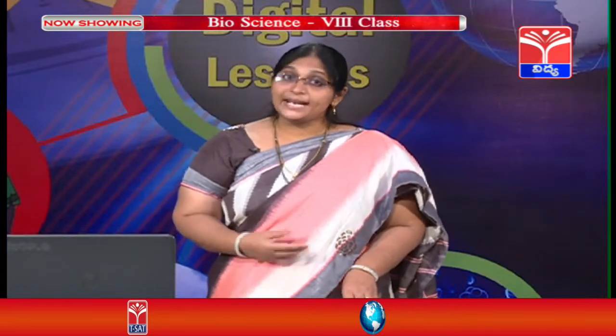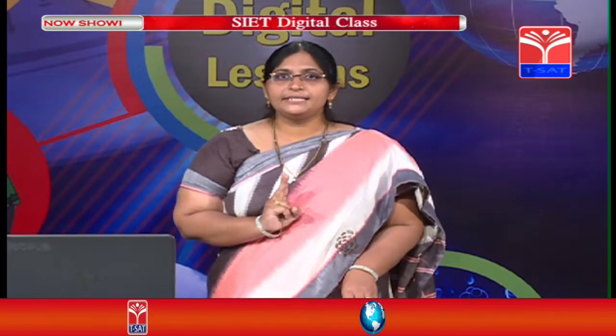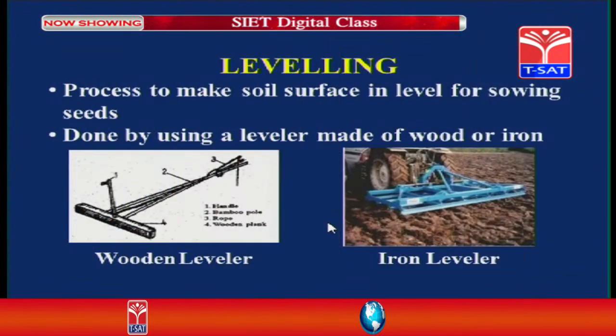Now, let us go to the next step. I said that preparation of soil includes 2 stages. The first one is ploughing and the second one is leveling. Let us see what is meant by leveling. After ploughing is done, the soil will have ups and downs. So, to make the soil surface level, it is done with a machine called a leveler. Here in this slide you can see, children, the leveler is made of either wood or iron. There is a wooden leveler as well as an iron leveler.